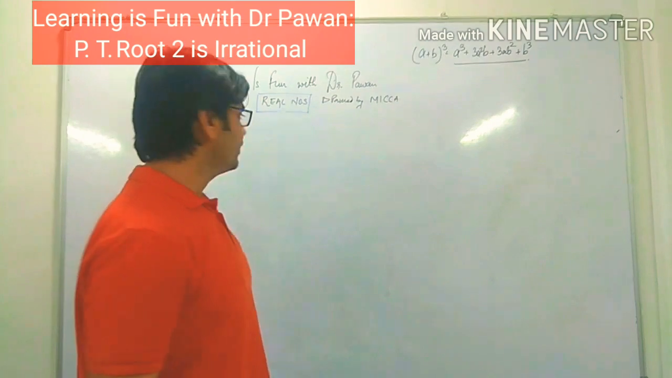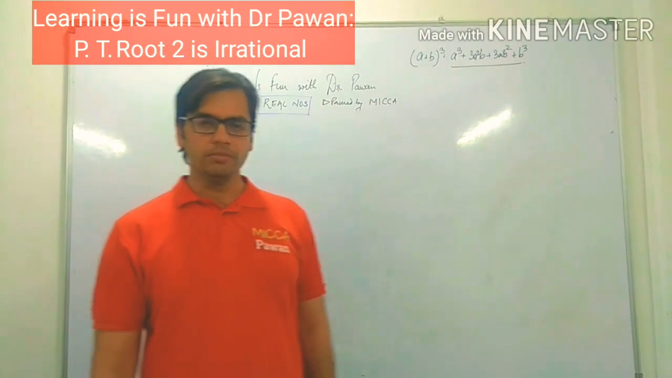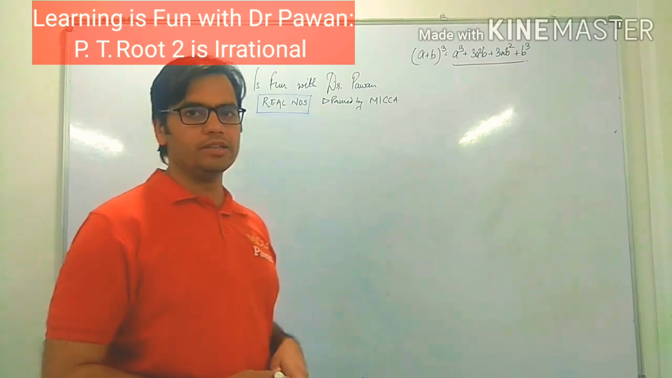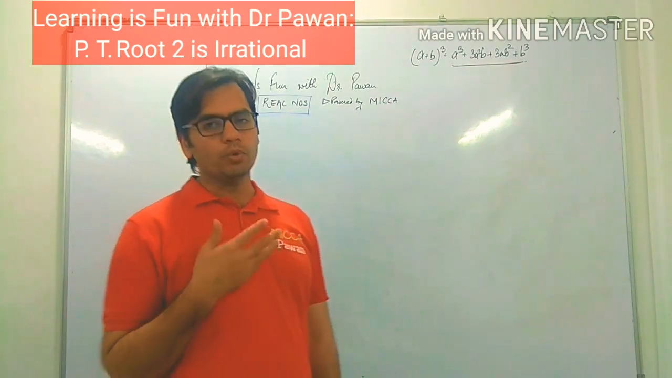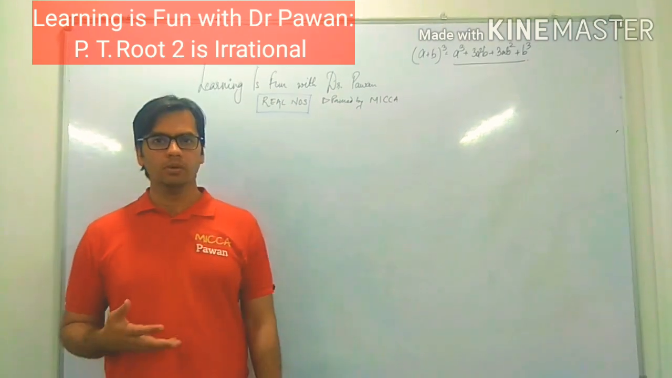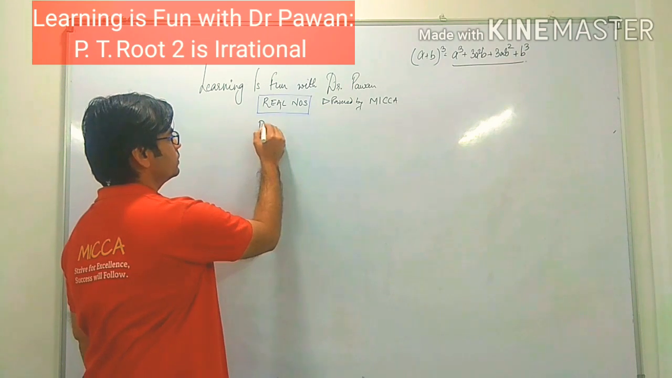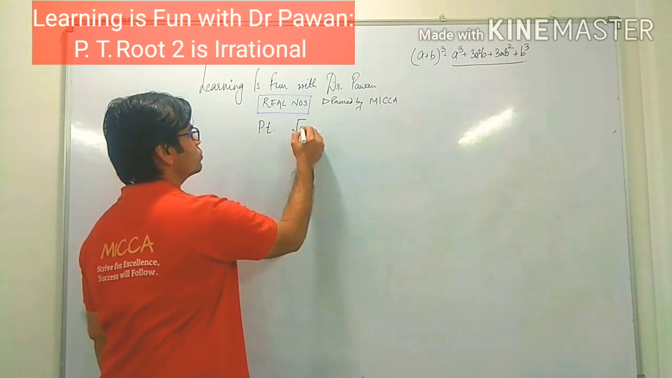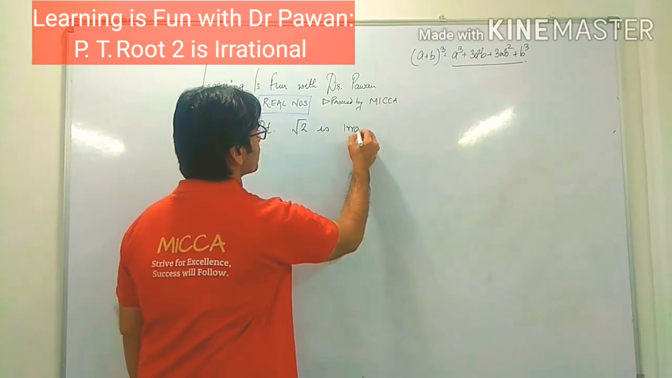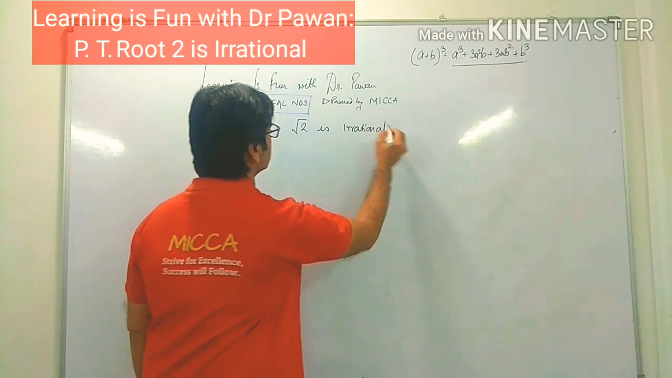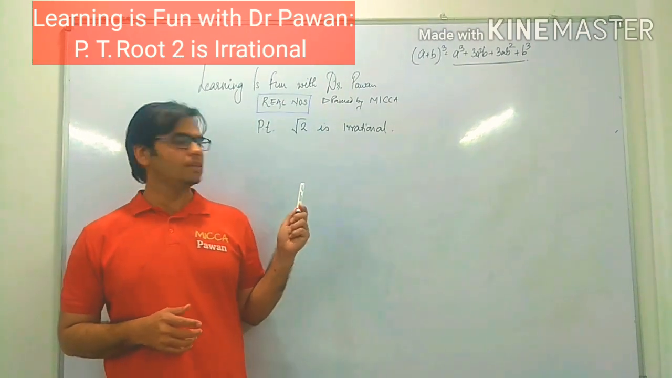Champs, we're back in continuation to our chapter on real numbers. Today we'll be seeing a very important sum. You can find that in board exams year on year, and that is: prove that root 2 is irrational. So what I have to prove is root 2 is irrational.